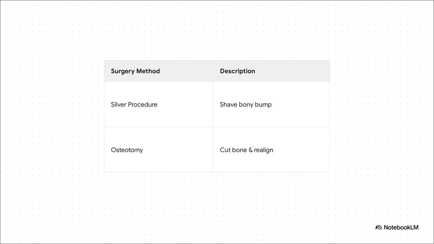Did they perform a simpler silver procedure, which essentially just shaves that bony bump off? Or did they perform an osteotomy, actually cutting the metatarsal or phalangeal bones and realigning them with screws like we just talked about? The specific surgical method dictates your final CPT code, so always look for those keywords. Are we just shaving, or are we bone cutting?